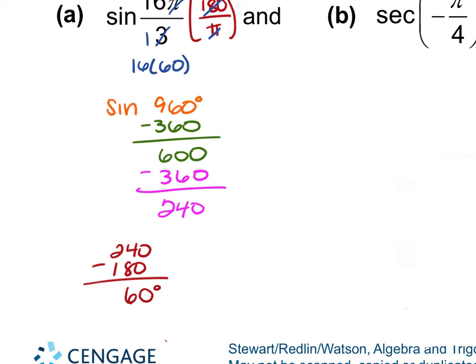So I turn that 60 degrees back into radians since I was given radians to start with. That's pi over 180 that I multiply it by. The 180 and the 60 simplify: the 18 becomes a 3, the 6 becomes a 1. So that's just pi over 3 radians.